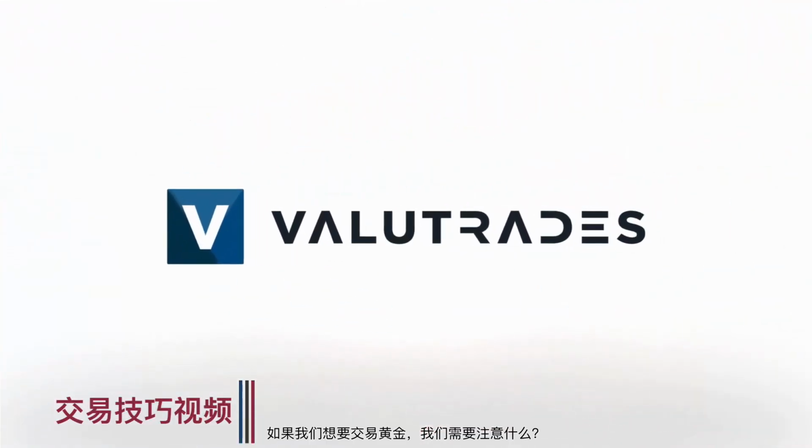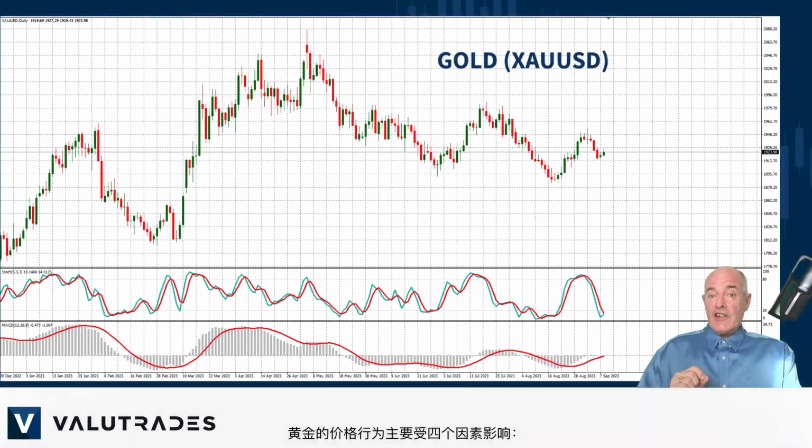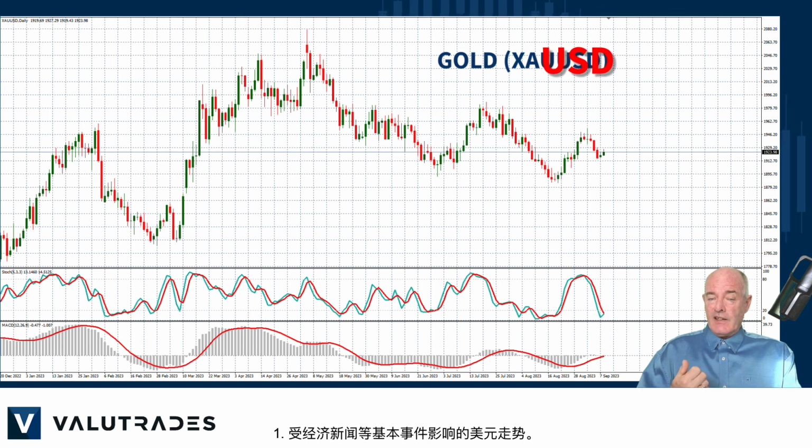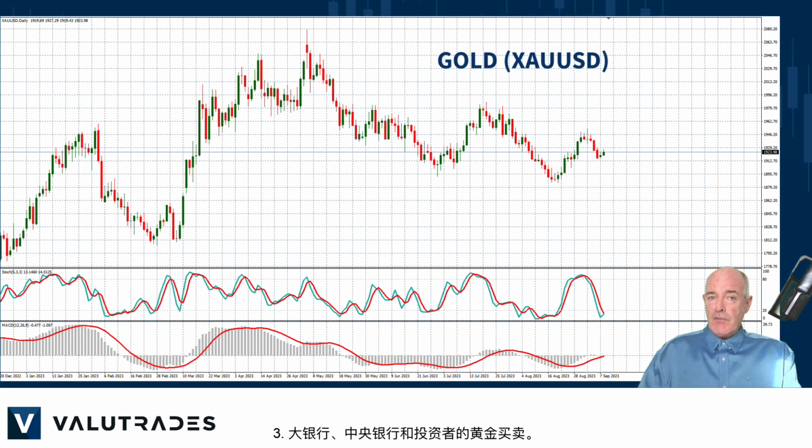So, of what do we need to be aware of if we want to trade gold? Price action on gold reacts mainly to four factors. 1. Movement of the US dollar based on fundamental events like economic news. 2. Technical opportunities on the XAUUSD charts. 3. Buying and selling of gold by big banks, central banks, and investors. And 4. Geopolitical events like wars and other conflicts.